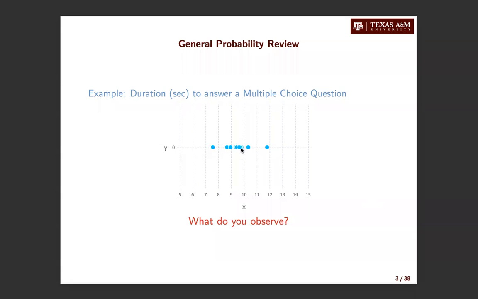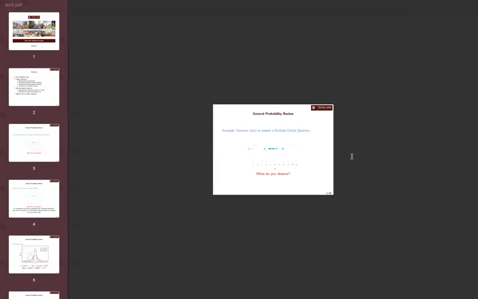So we see that for most people, it takes around 9.5 seconds to answer this question. However, there are some people for whom it takes a little bit shorter, and for some people for whom it takes a little bit longer. Now, the question is, what do we observe and whether we can fit a probabilistic distribution in this data?